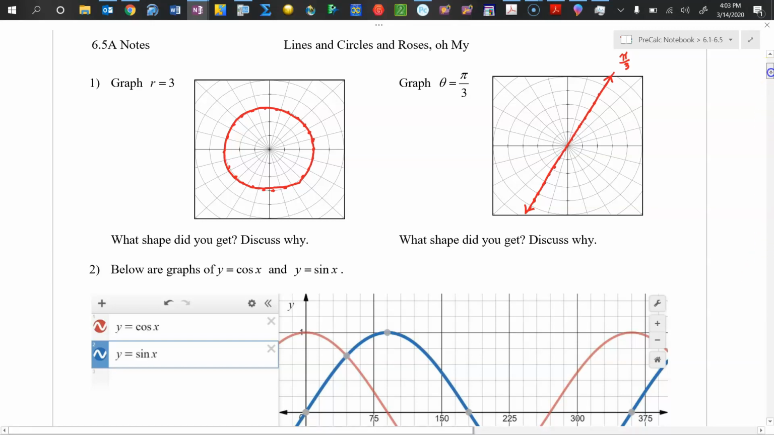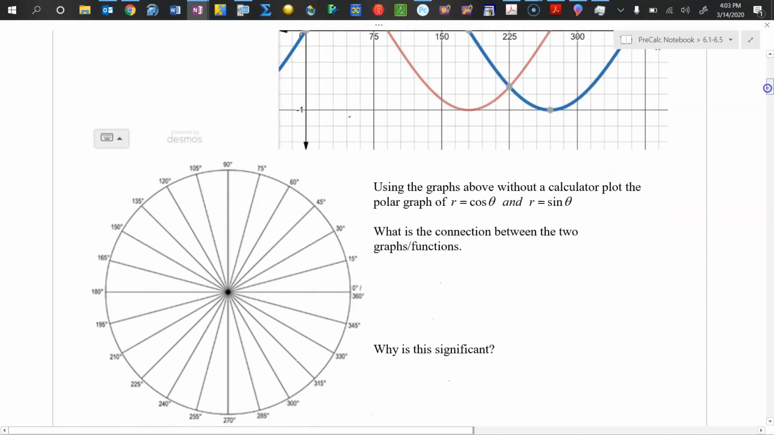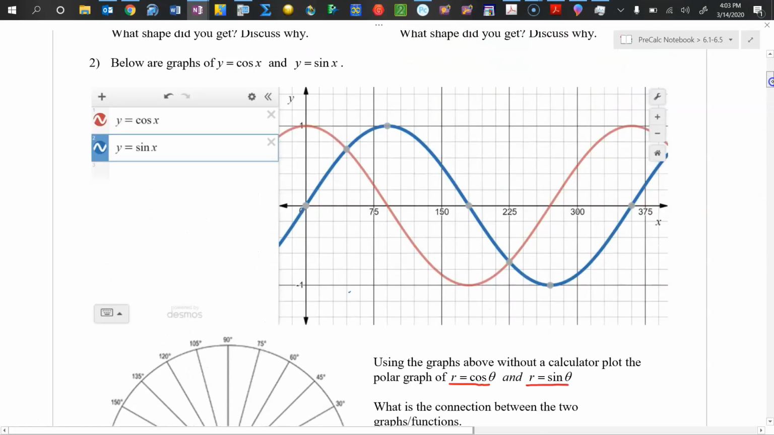What we're going to do next is move on to graphing things like r is equal to cosine theta and r is equal to sine theta. And before we do that, we're going to do a quick review of graphing those two functions in the Cartesian system. So if you look at the graph in front of you, the cosine function is graphed in red. And let's just go through and hit some highlights of that.